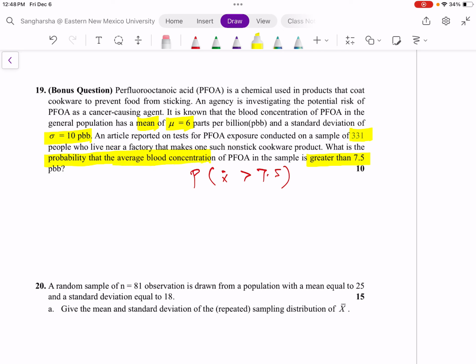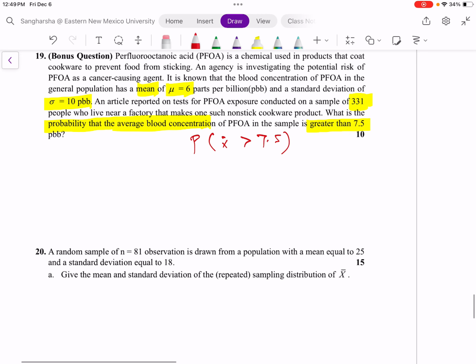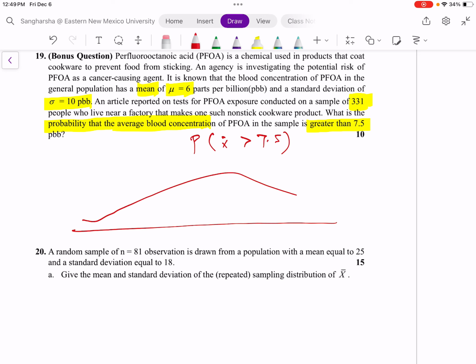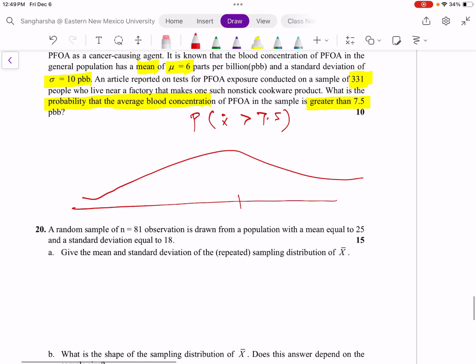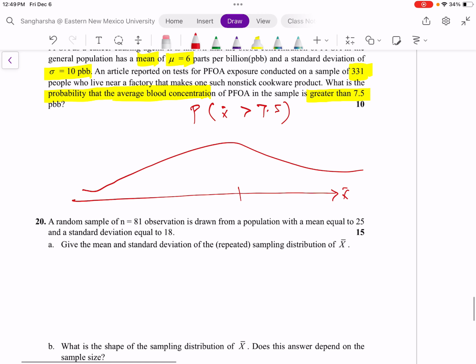Since the sample size is greater than 30, what will be the shape of the sampling distribution of the mean if we have a large sample size? Normal. So we draw a bell shape. It's relatively normal. Now our X bar is somewhere here, 7.5, and we are looking at the probability on the right of 7.5. So this is the region.